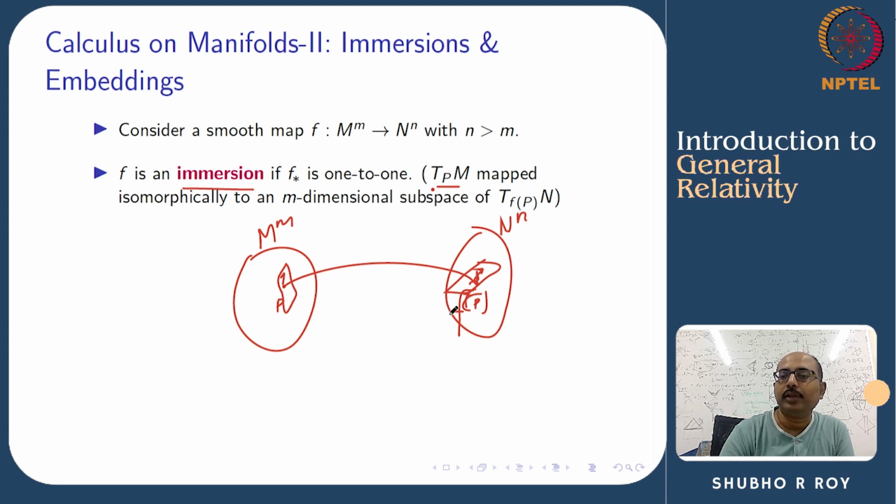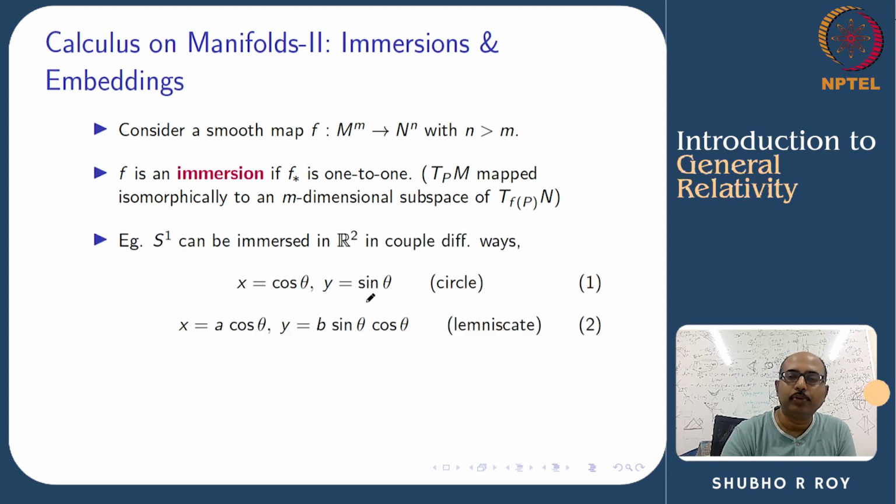So remember, the tangent space here is actually N dimensional, and N is larger than M, so it's a larger vector space. What we are demanding for this to qualify as an immersion is that this mapping is 1 to 1 onto an M dimensional subspace of the tangent space at N.